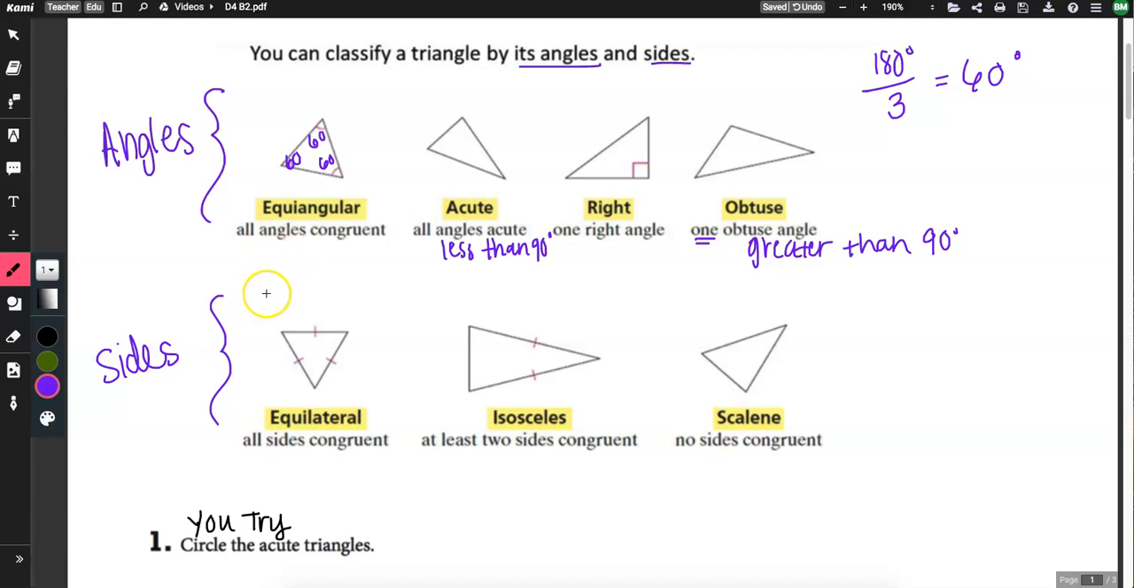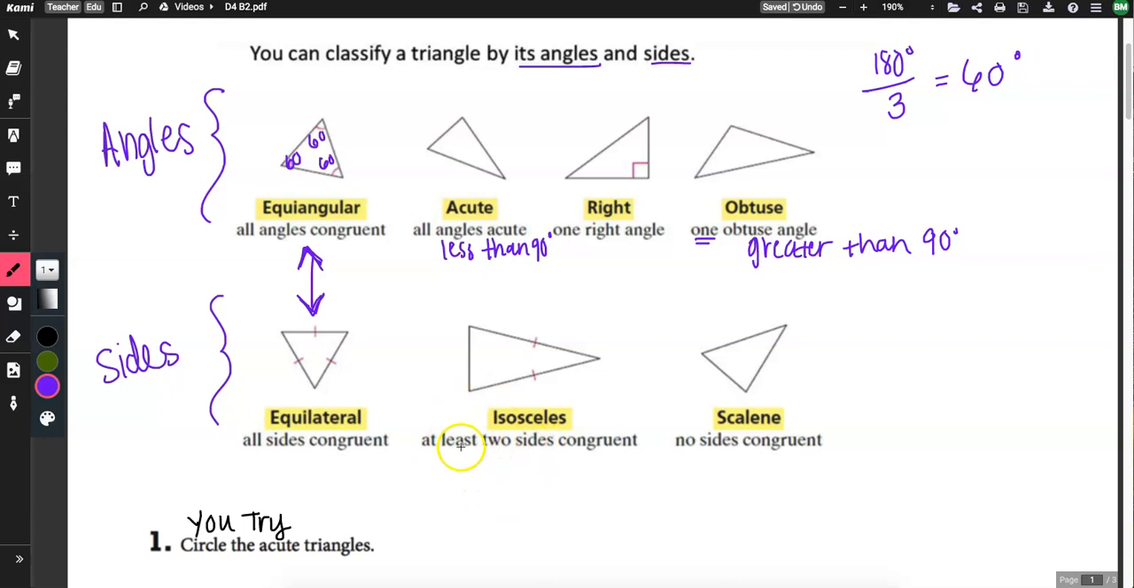Our side classifications, equilateral, all sides are congruent. Equilateral will always also be equiangular. Those will always be the same, like they'll always go together. Isosceles means at least 2 sides congruent. So really equilateral is like a special case of isosceles because the 3rd side's also congruent. But typically we're looking at 2 sides being congruent.